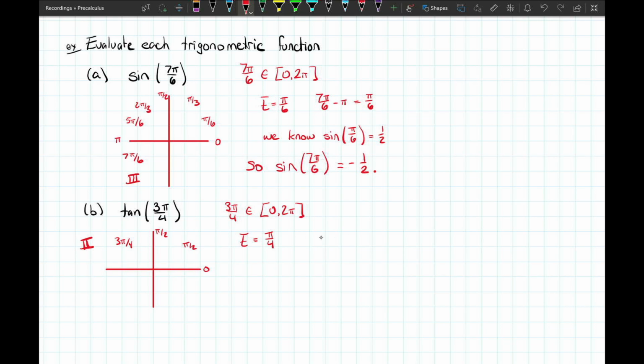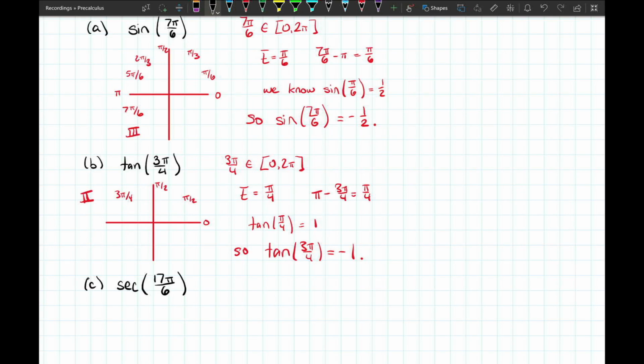But if you want to use the formula, then we would have to take a look at a distance of pi minus the distance traveled, 3 pi over 4, giving us a remaining distance of pi over 4, just making sure that it's positive. And we know the tangent of pi over 4 is that special number where sine and cosine are both the same, so tangent of pi over 4 is equal to 1. That means that since in quadrant 2, only sine and cosecant are positive, tangent of 3 pi over 4 must equal -1.